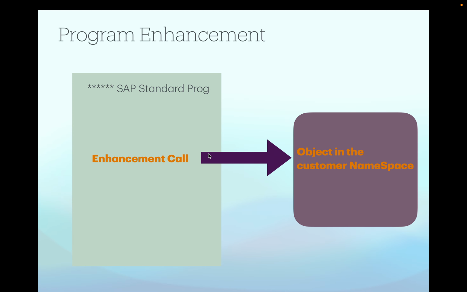Program enhancement. The purpose of a program enhancement is to call an object in the customer namespace from the SAP standard program. Calling the object in the customer namespace is called a program enhancement.